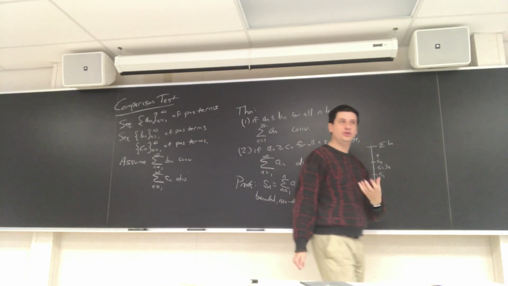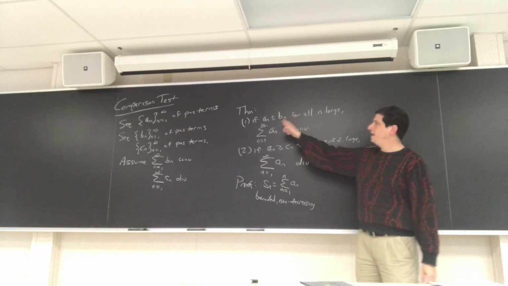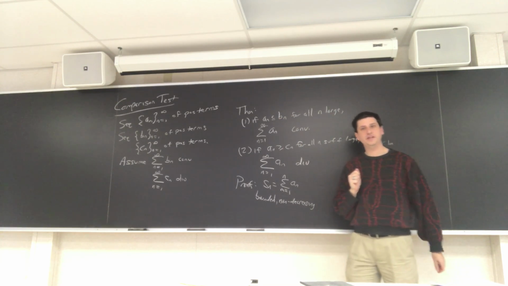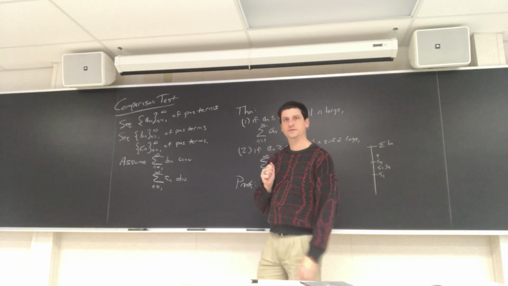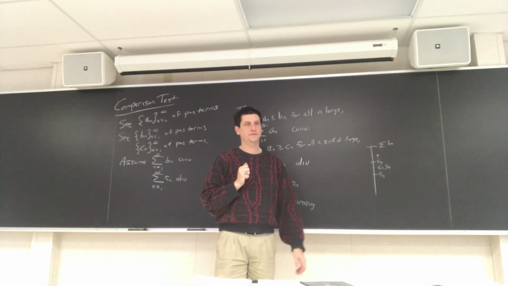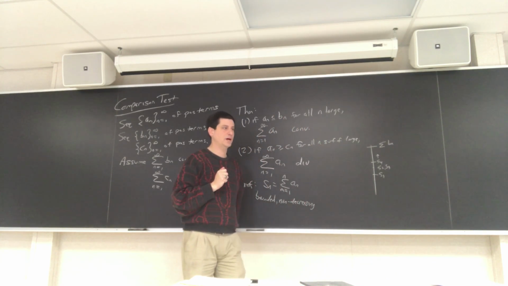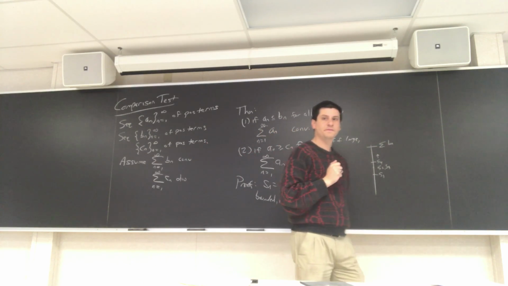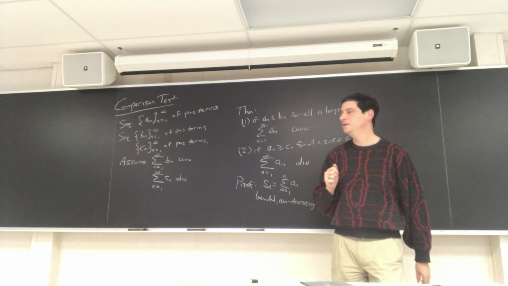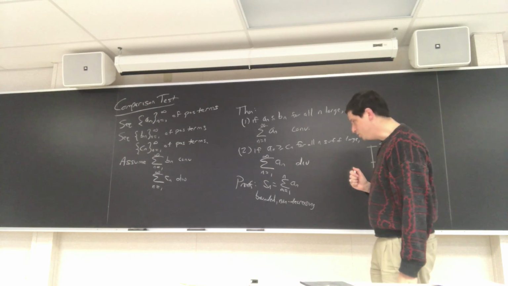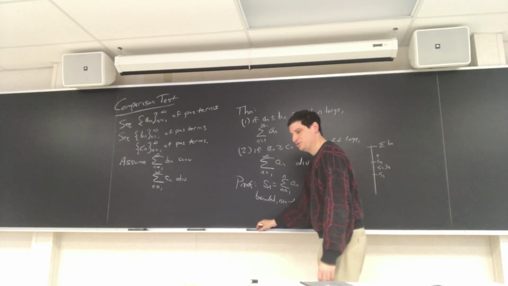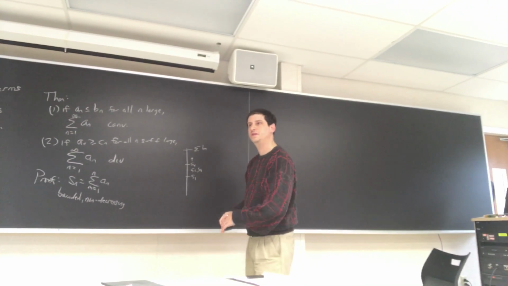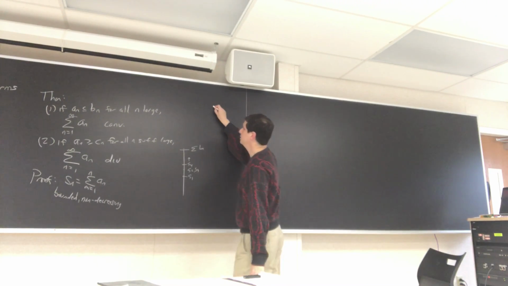All right, so we've done two cases. We've done A_n less than or equal to B_n, and we've done A_n greater than or equal to C_n. Are there any other cases we could look at? What other comparisons could we do? Yes? You could do A_n greater than or equal to B_n. And what else could we do? Yes? A_n less than or equal to C_n.